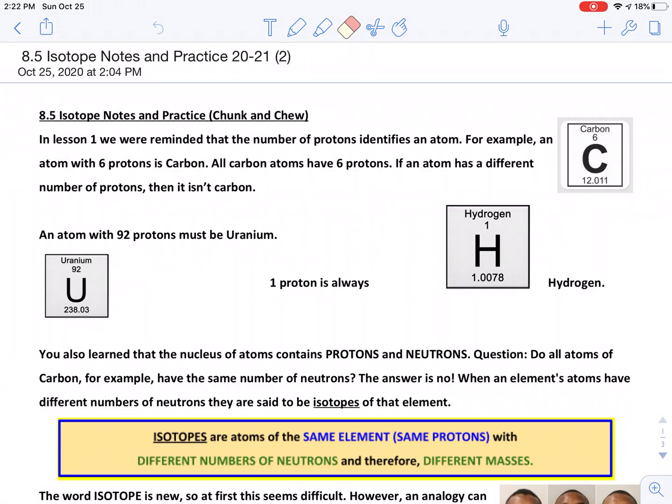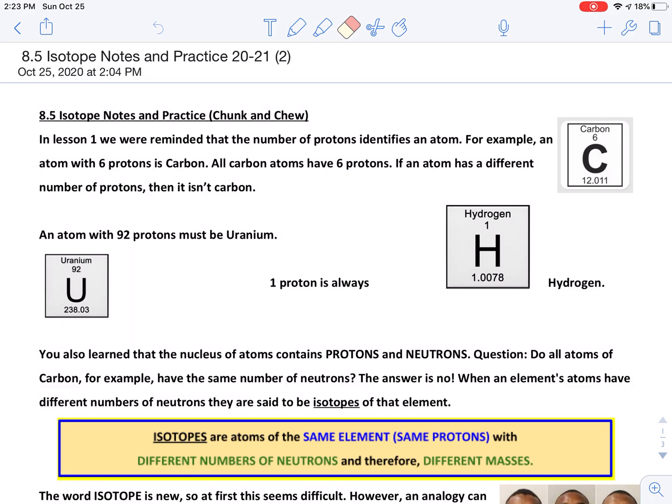I'm going to read this worksheet with you, and if you want to, you can skip ahead to just hear me explain the problems at the end. But I will start by reading out loud. 8.5, Isotope Notes and Practice, Chunk and Chew.